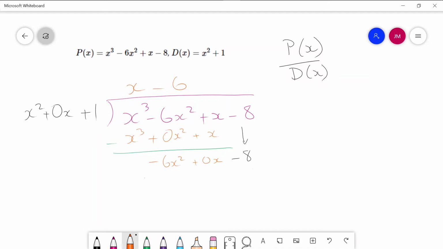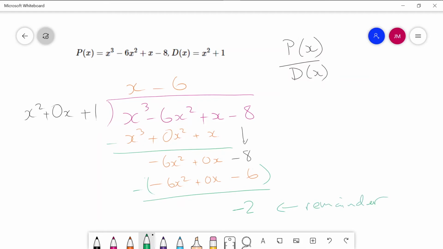So now I take that new answer, minus 6, and I'm going to multiply it by my divisor. I'm going to get minus 6x squared. Minus 6 times 0, 0x. Minus 6 times 1 will give me minus 6. And then I subtract those. I'm going to put it in brackets so I don't make a mistake with my negatives. I'll have minus 6x squared plus 6x squared is 0. 0 minus 0 is 0. Negative 8 minus negative 6 gives me a negative 2. And so that is my remainder.